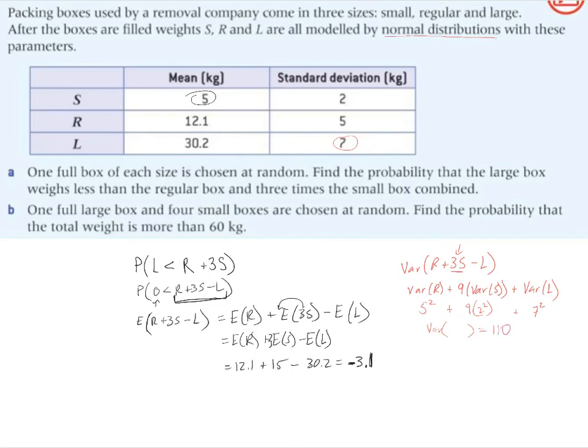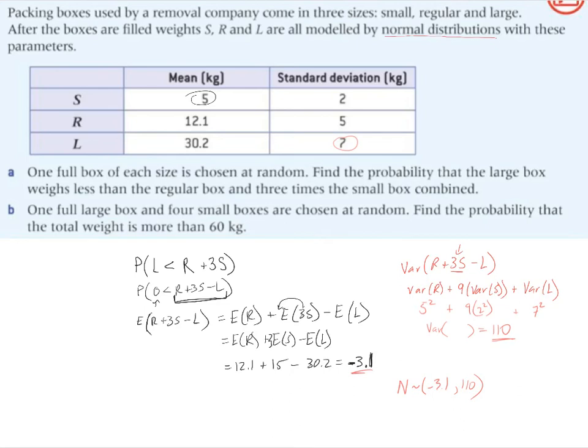Now that I have the expected value and the variance, I should be able to put that into a normal distribution. So we'll go ahead and do that. We're going to find the probability. These are all normal distributions, so when we combine them, they're still normal distributions, with a mean of negative 3.1 and a variance of 110. And so we should be able to put that into our norm CDF.